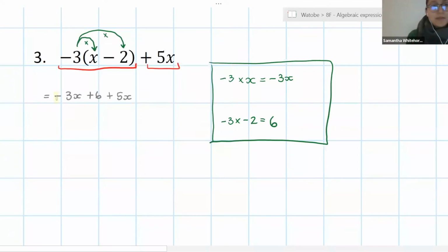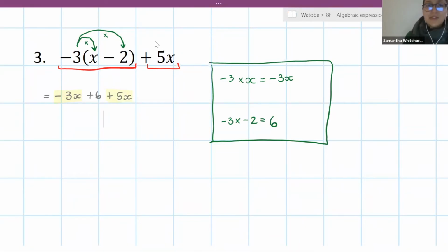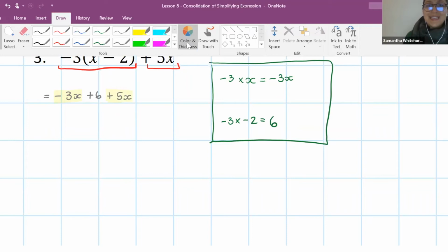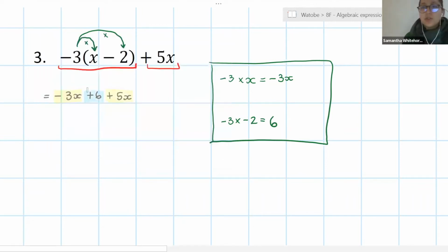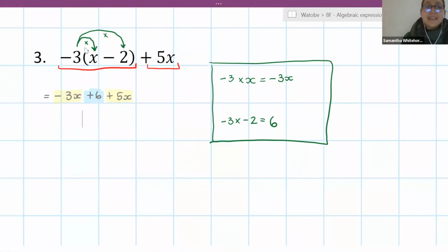So when I collect my like terms, I've got the -3x and the plus 5x. And remember, like I said, the sign in front of the term is that term's sign. And then we've got our constant. Now, there's no other term that is a like term with the +6. So the +6 is actually just going to stay there. I can't do anything with it.